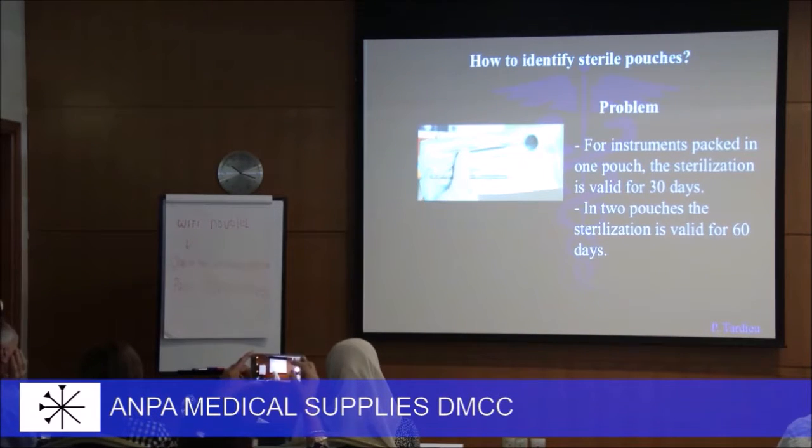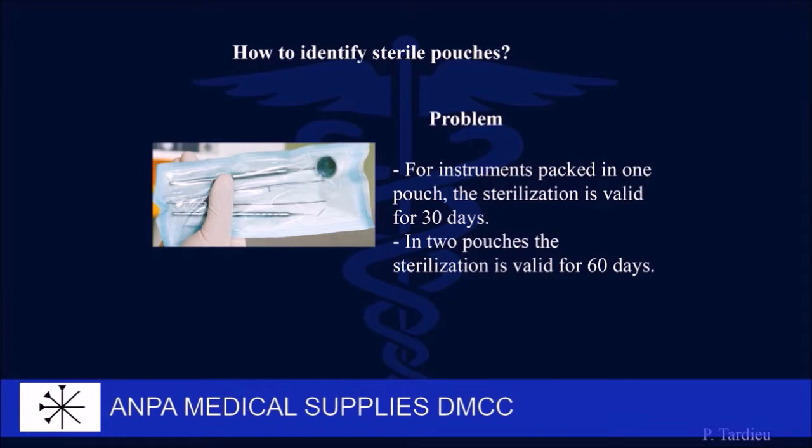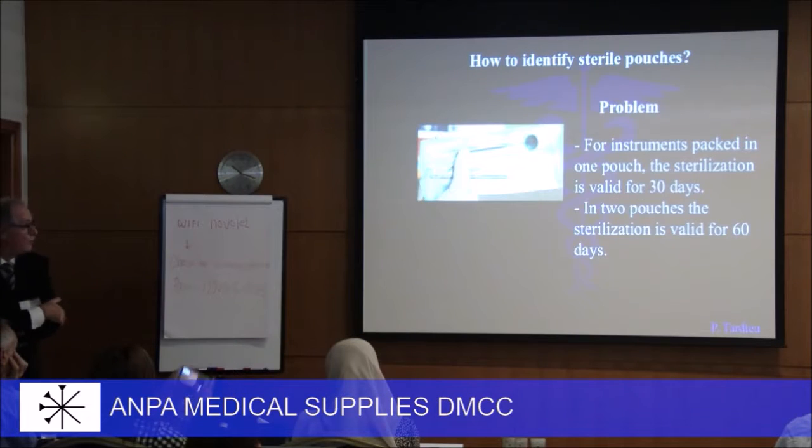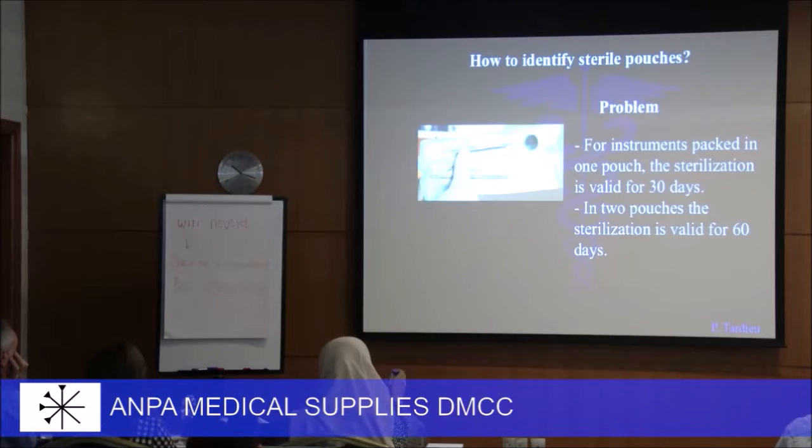So how to identify sterile pouches? On pouches in France, when you pack into a single pack like this, it's considered to be sterile for 30 days. When you do a double pouch, it's considered to be valid for 60 days.